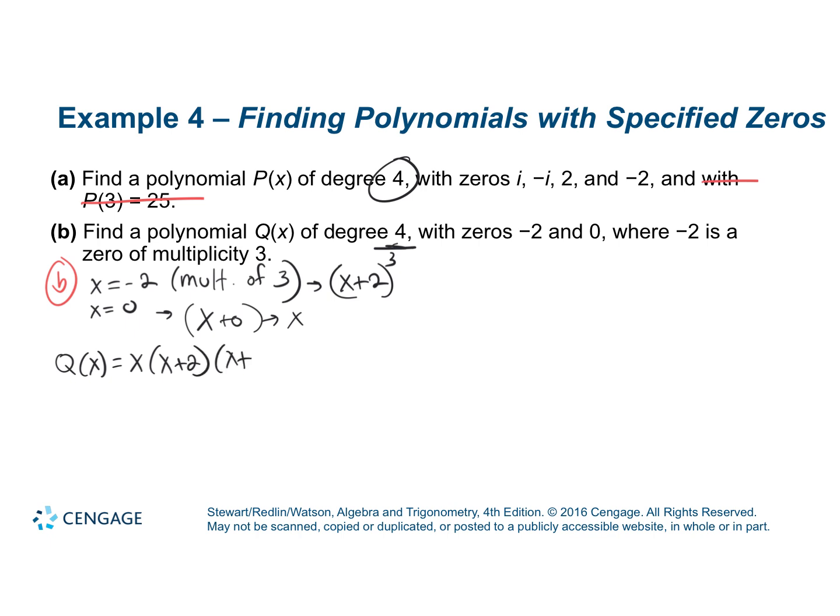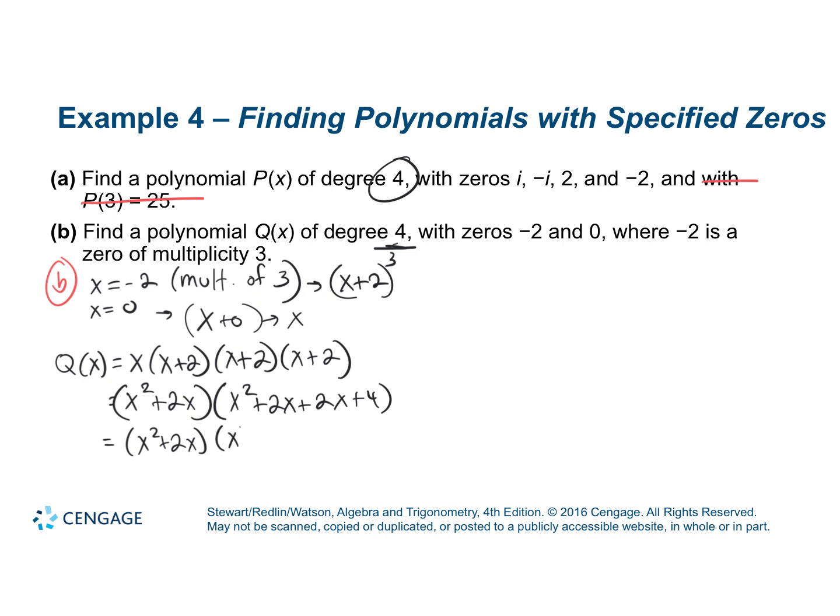Now I'm going to write it out expanded already, because x plus 2, even if I don't write it expanded, I need to FOIL it 3 times. So I'm just going to write it out. So this is going to become x squared plus 2x. And then this one on the right is going to become x squared plus 2x plus 2x plus 4. So this is going to become x squared plus 2x. And the right one's going to simplify to x squared plus 4x plus 4.